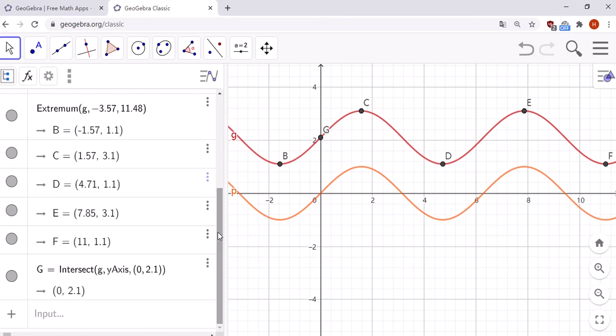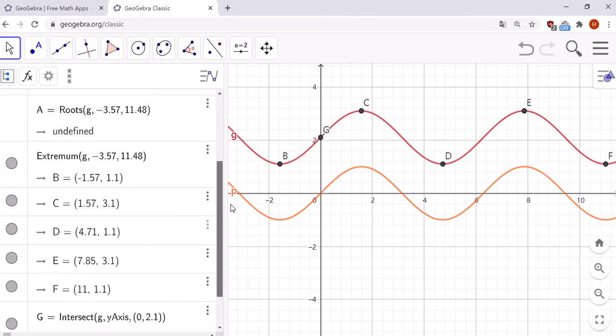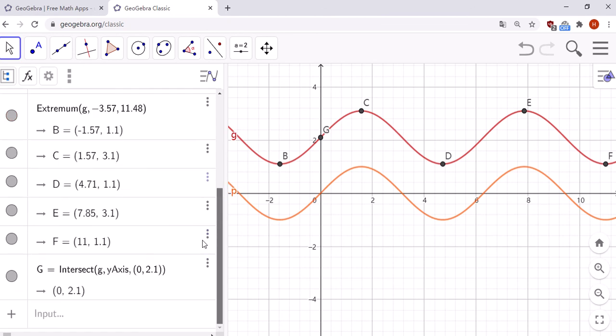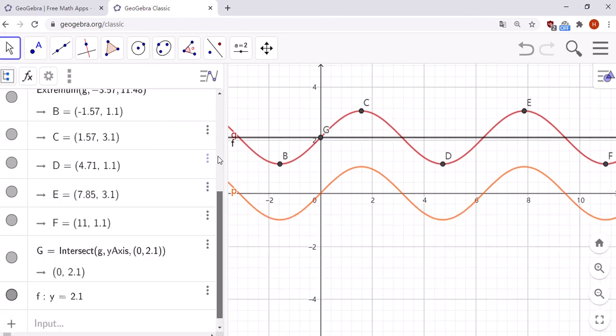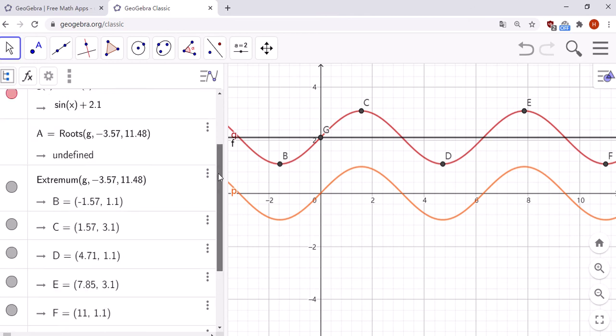Where is the axis of symmetry? The symmetry is 2.1, the C. So try to draw this one. Here this G is in the axis of symmetry, 2.1. So it's going to change A, K, D, C.